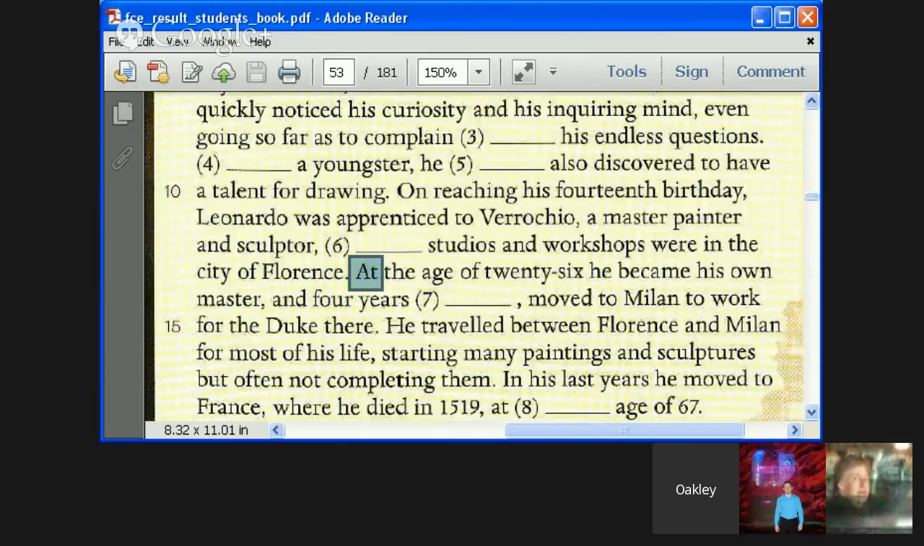Alexei. Okay. At the age of 26 he became his own master and 4 years later moved to Milan to work for the Duke there. Okay. Time words. You might have thought 4 years after. Many people confuse their time phrases, but I think this is very clearly later, 4 years later. Very good, Alexei. You got it.